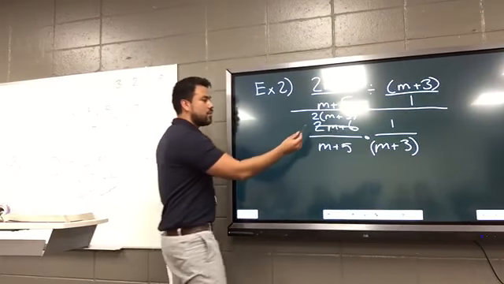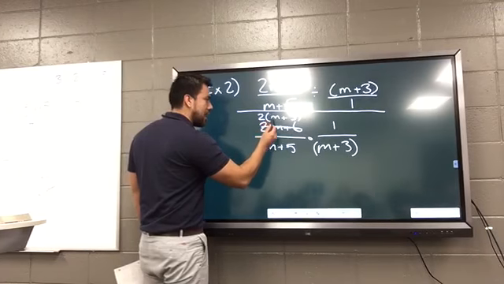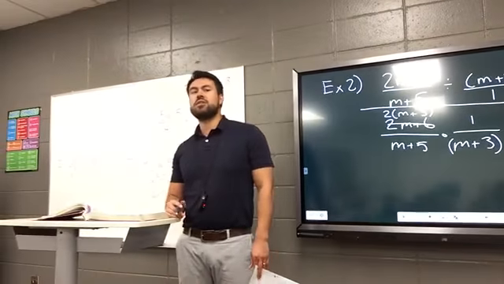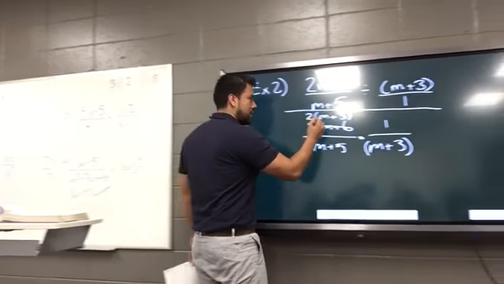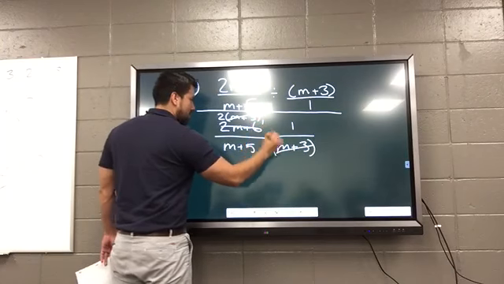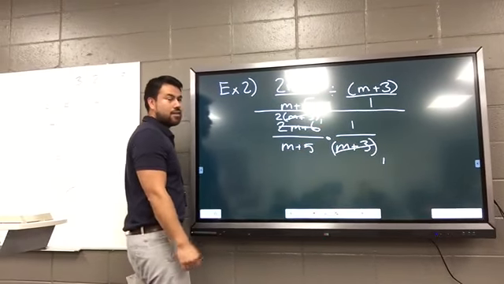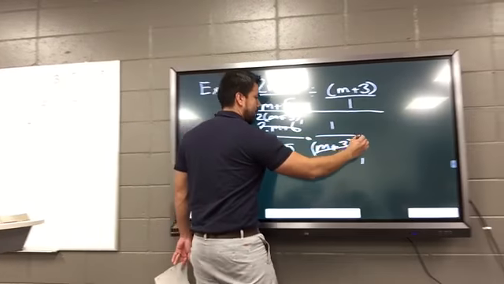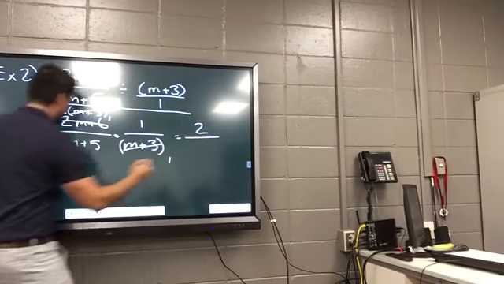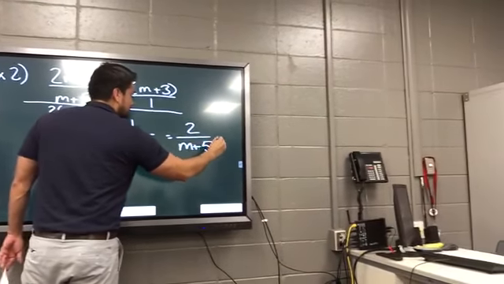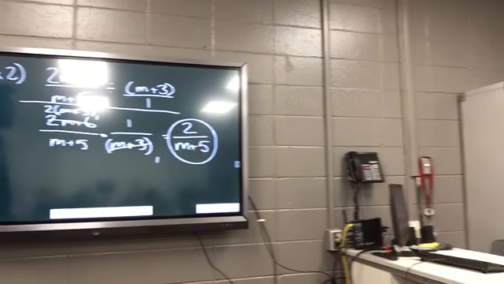Okay, so all I did is I rewrote 2m plus 6 as 2 times m plus 3. Now are there any common factors? Yes, it's very clear. The m plus 3 and the m plus 3 gives you 1 over 1. Anything else? Okay, what's 2 times 1 times 1? 2. That's okay. What's m plus 5 times 1? Nothing else to cancel out.